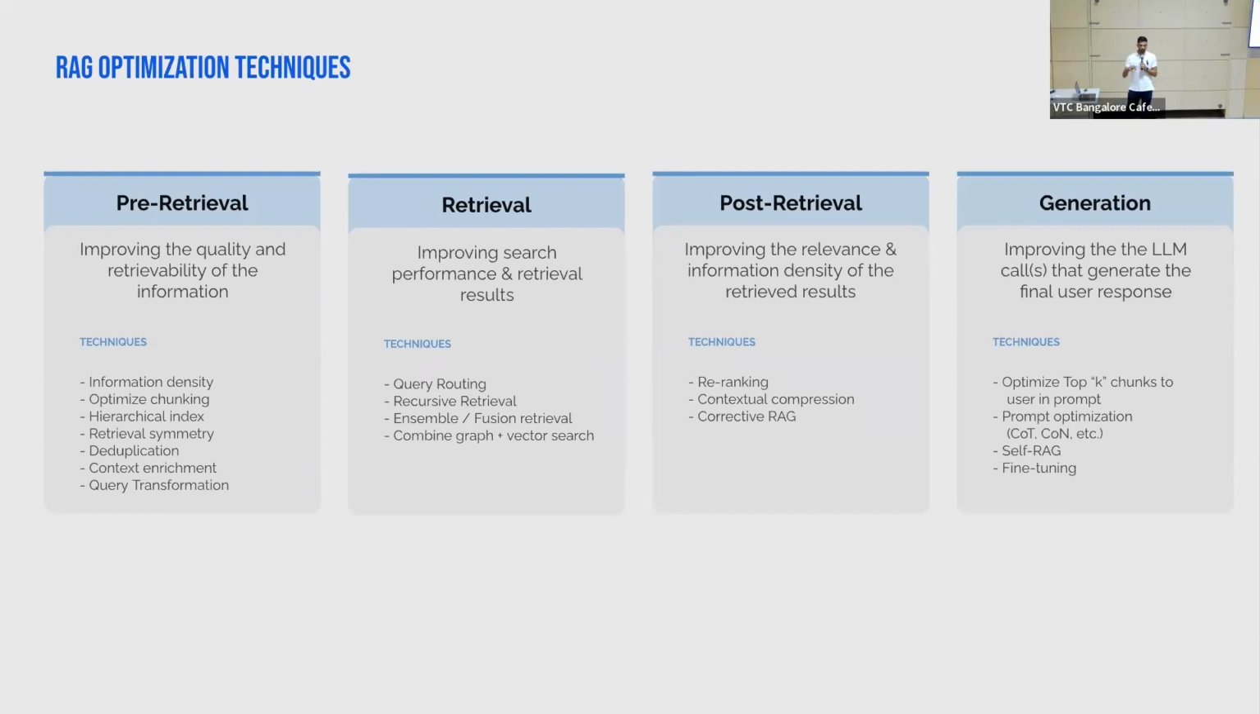We'll look at a subset of those. Within the retrieval side, that's where you improve how the actual retrieval happens. So how the actual search for the context happens, right? And then post-retrieval, again, you can further improve the relevance of the information that you have retrieved. And so there's re-ranking, contextual compression, and so on and so forth.